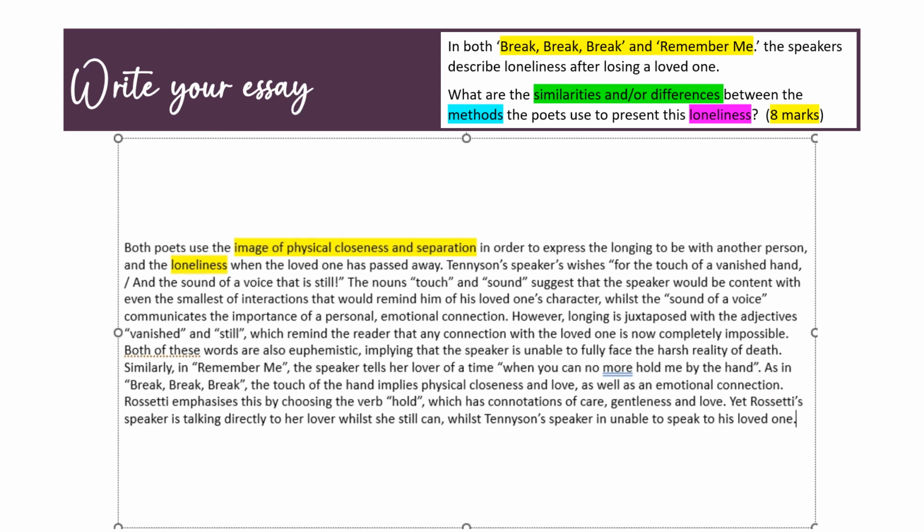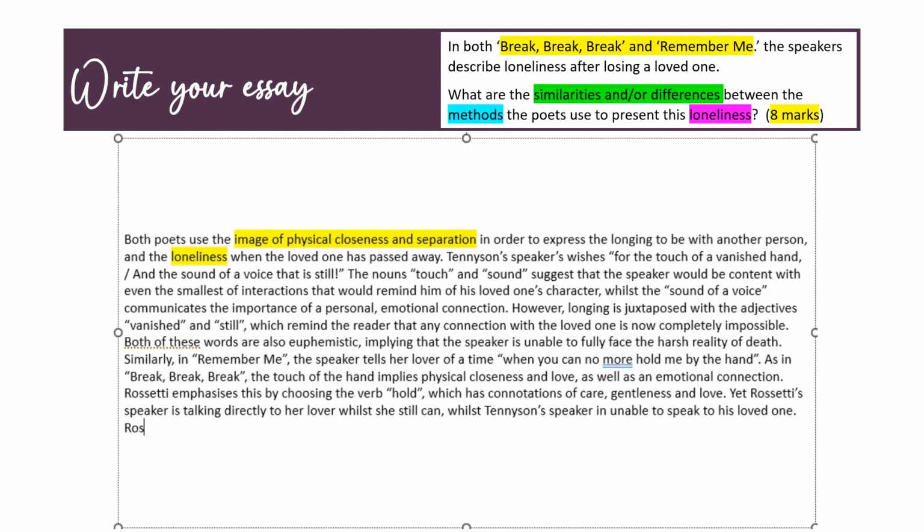What am I saying here? Yeah. So Rossetti's poem is also in the future tense, whilst Tennyson's is in the past tense. Okay, so there's another comparison of methods. But what's important to remember is that you don't just identify the method or the difference or the similarity of the method, but you also explain why the writer does that. So I'll go on to do that now.